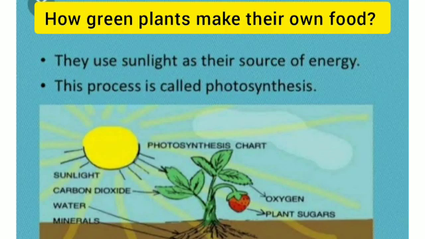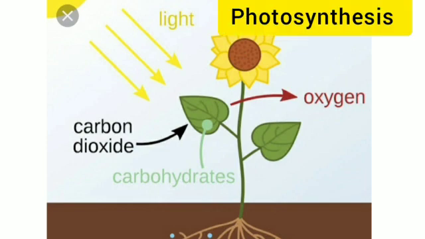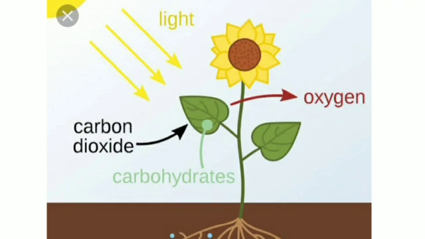Now let us understand how green plants make their own food. Students, like humans, plants do need energy to live and grow. Green plants can make their own food using water, air, sunlight, and soil. And the process in which the leaves prepare food for the plant is called photosynthesis. Yes, this process is known as photosynthesis.